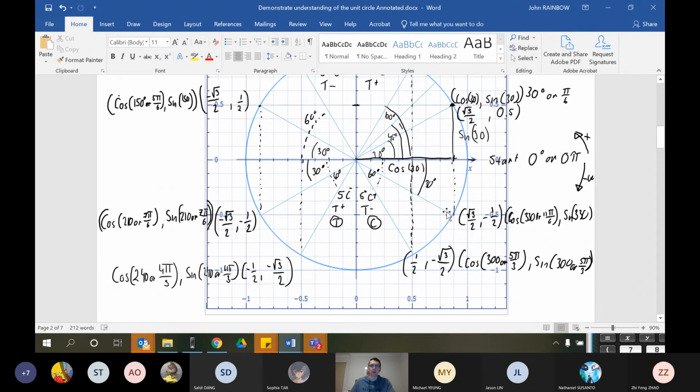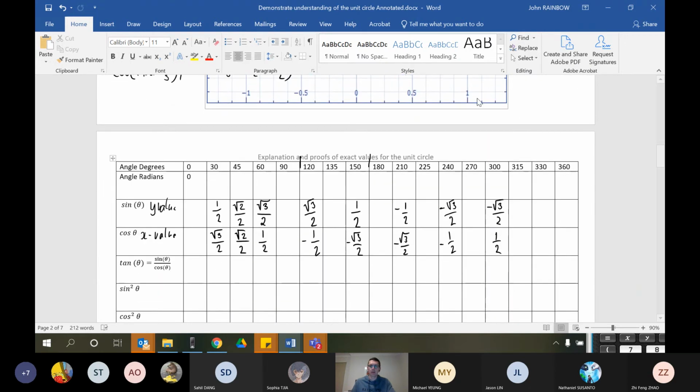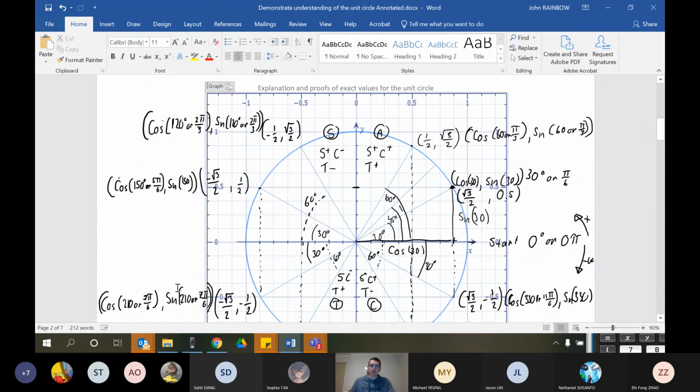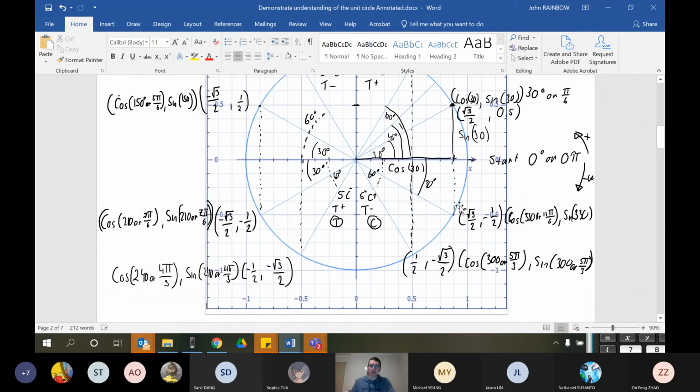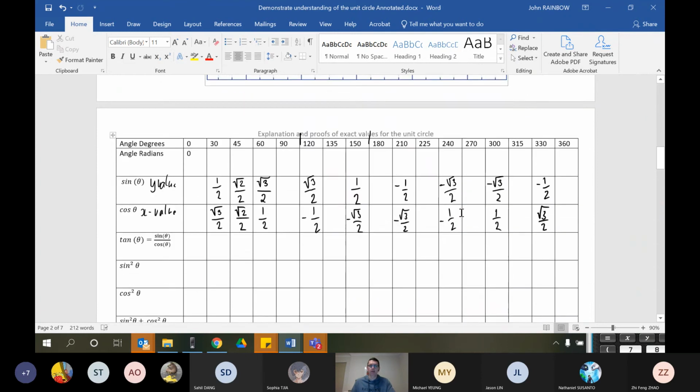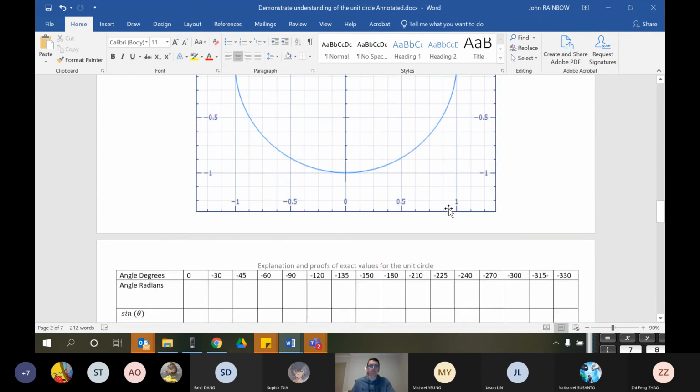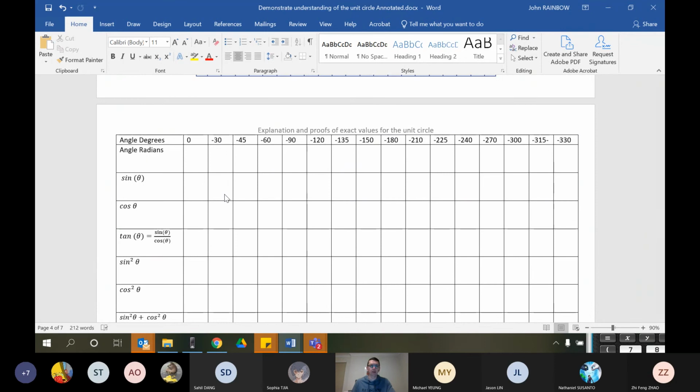360, take away 30. It's going to be 330. So my value there is going to be the same thing, which is a half. It's going to be negative a half because we're down, but it's going to be positive √3 on 2. So that's moving in the positive direction. Moving in a negative direction, if I went negative 30 degrees, I'm going to end up here. Negative 30 degrees, I would have negative a half and positive √3 on 2.